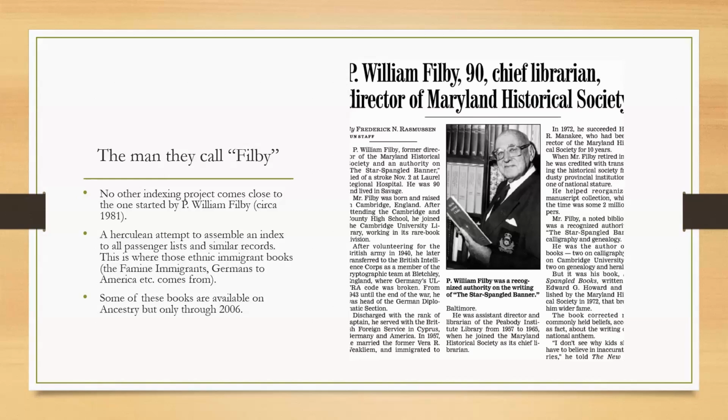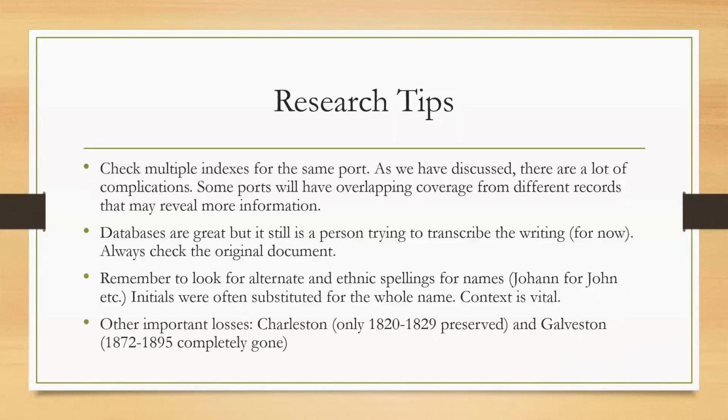Many of these books are available through places like Ancestry, but due to contracts, copyright, what have you, the latest one they have on there is 2006. And here at the Allen County Public Library, for example, we even have the 2023 supplement. So you have over 20 volumes that are not available online. Right?